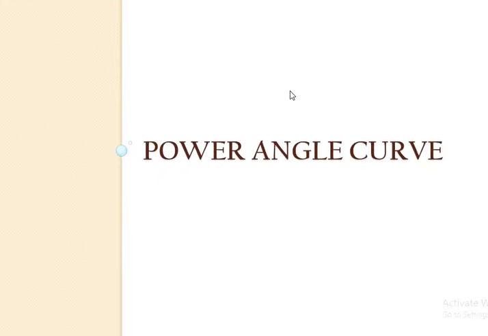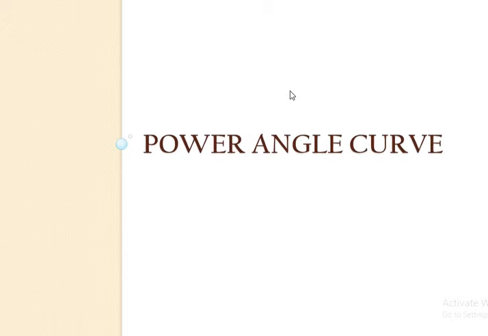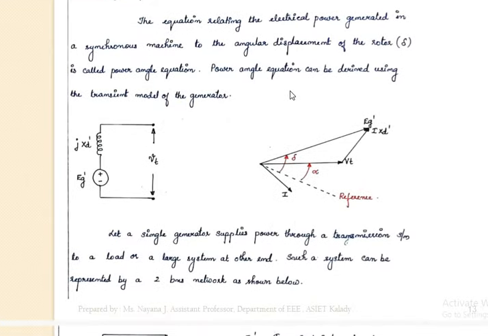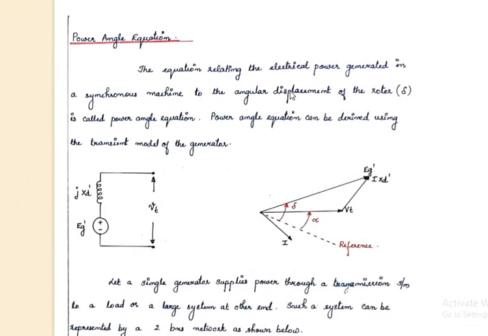Now, keeping these into concern, we will be discussing the power angle curve. It is very important. The power angle curve or power angle equation can be asked as a short answer or as a part of your essay question. Now we will discuss the power angle equation or the power angle curve. And what is actually this equation? The equation relates the electrical power generated in a machine to the angular displacement of the rotor. That is the power angle equation.